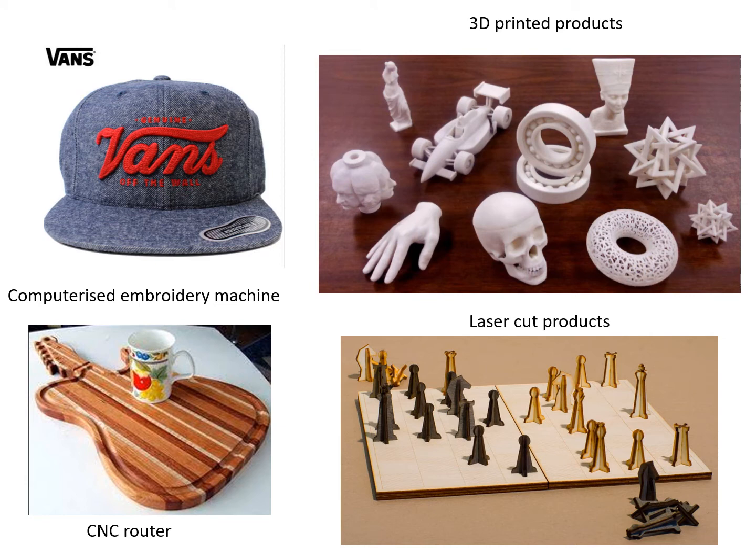Here are some examples of CAM products. It's products that include machinery that uses computers. We have a hat here that's used the computerised embroidery machine. The CNC router has been used to make the guitar chopping board. A 3D printer has been used to make small 3D acrylic products. And the laser cutter has been used to make the chessboard.